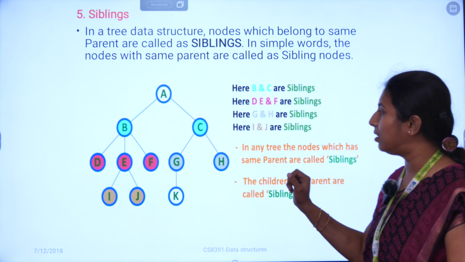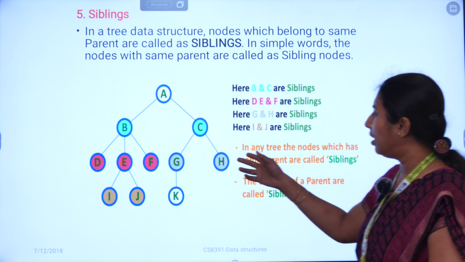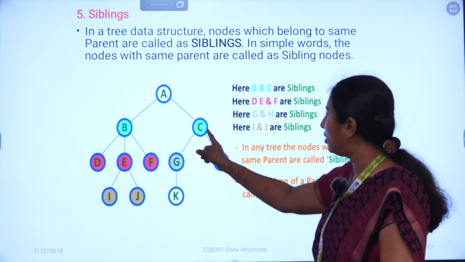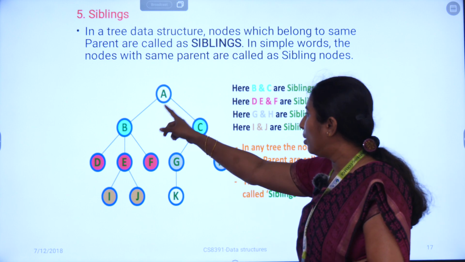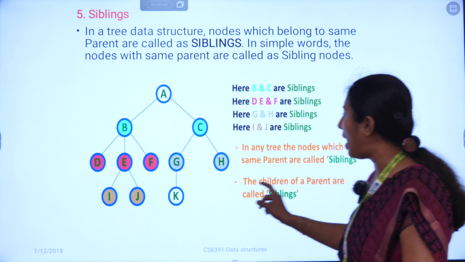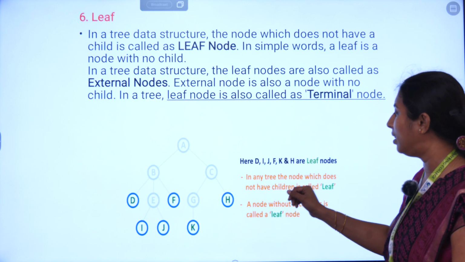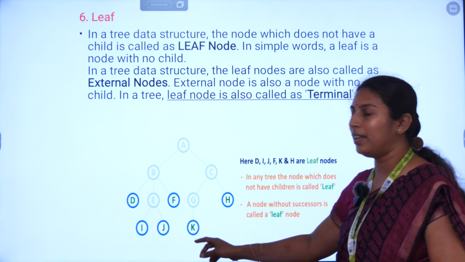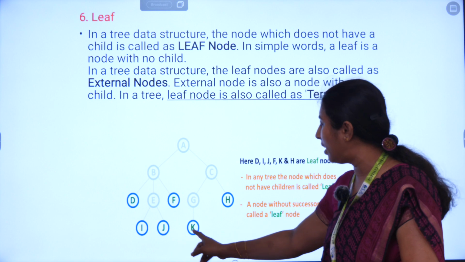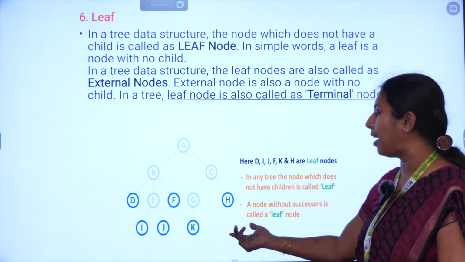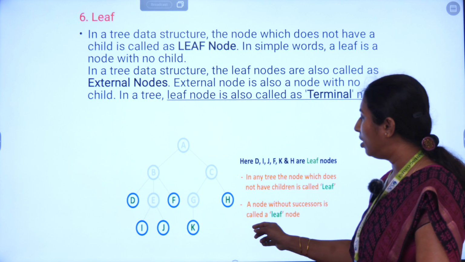Siblings, what is a sibling? Siblings are nothing but children of the same parent. Here G and H are siblings, children of parent C, whereas B and C are siblings, children of parent A. Leaf: it's a node which does not have any children. Here I, J, K are nodes which do not have any children. So these are your leaf nodes.